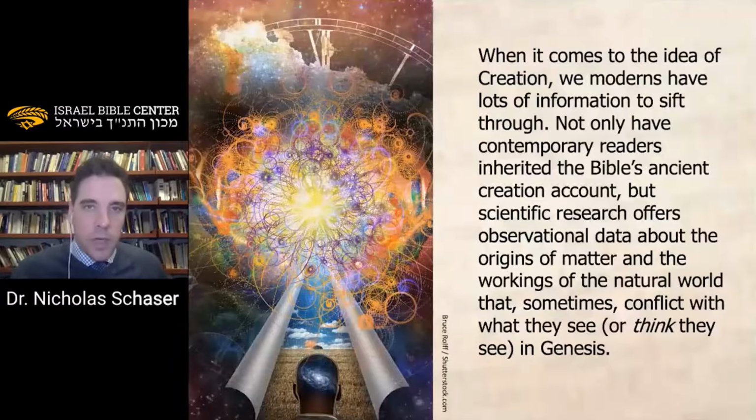Because when it comes to creation, we modern thinkers have a lot of information to sift through. Not only have contemporary readers inherited the Bible's ancient creation account, but scientific research offers observational data about the origins of matter and the workings of the natural world that sometimes conflict with what readers see in Genesis, or at least what readers think they see. And we're going to distinguish between what is actually on the page and what it would have meant in an ancient Israelite context from what modern readers might think they see when they take the text out of context.